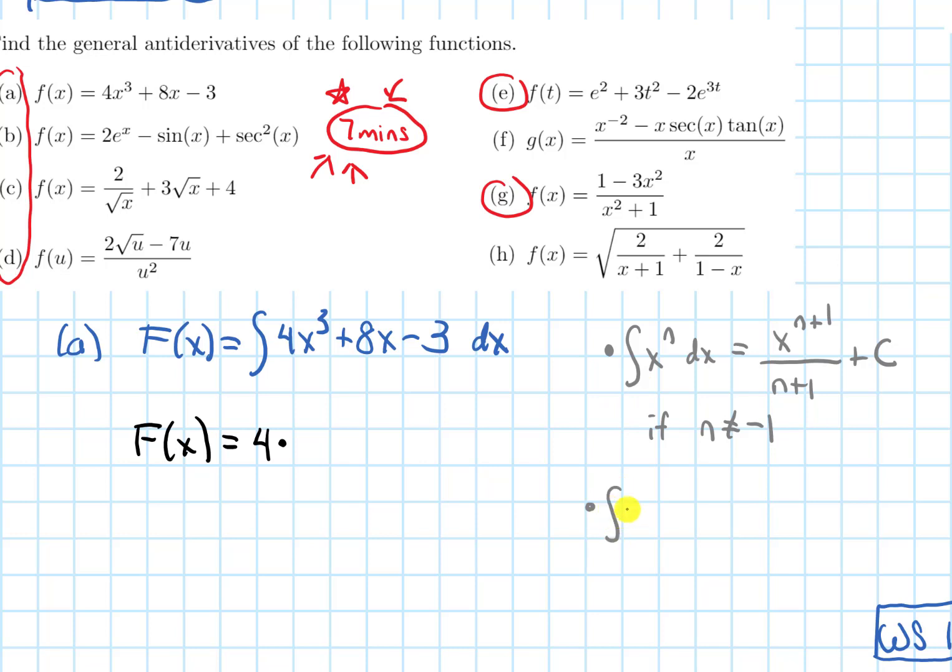If we do have x to the -1 power, well, that function is just 1 over x. And we've seen in lecture that the general antiderivative there is ln of absolute value of x. And then I got to put a plus c for my constant.